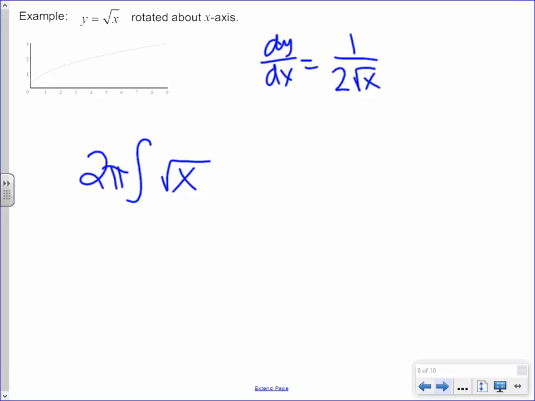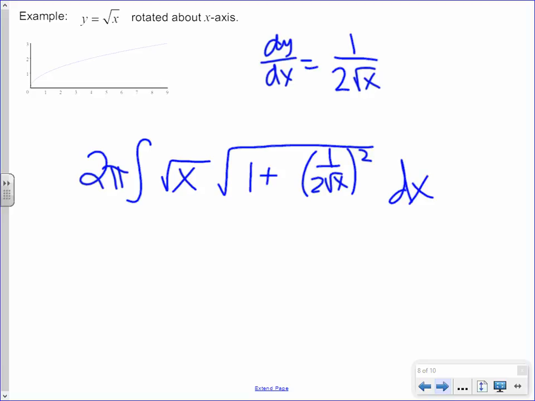So I just put the 2 pi on the outside of the integral. Is that okay? Okay, here's our y times radical, basically arc length, right? 1 plus 1/2 radical x squared dx. So we're just going to do what this picture is showing us. Our limits of integration are going to be 0 to 9.